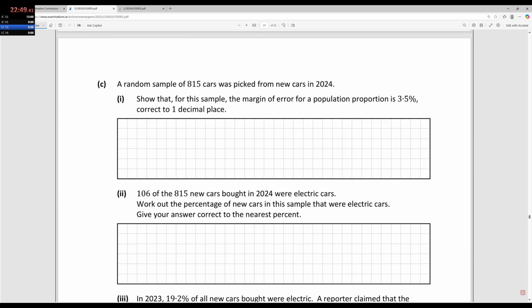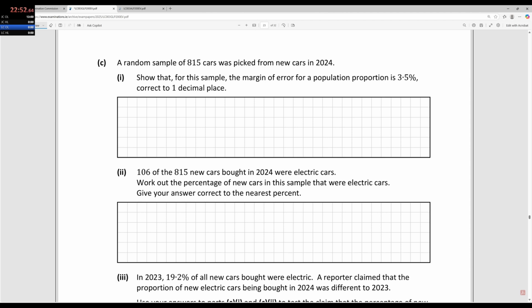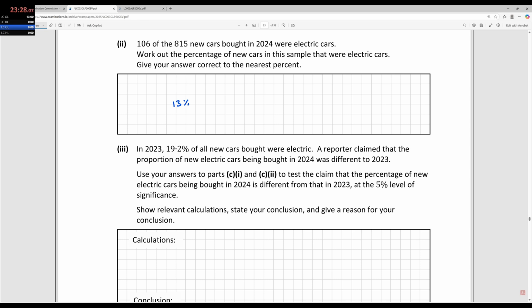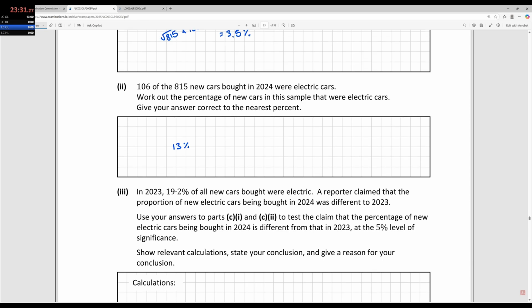A random sample of cars. Oh, sick. I'm glad this came up. I didn't go through this with everybody, but 815 cars, squared 100. 1 over the square root of 815 multiplied by 100 to one decimal place is 3.5. 106 out of the 815 would be 13%. And then it doesn't actually ask us for a confidence interval, but I'm just going to write it so I don't have to keep looking back and forth. It would be 9.5 to 16.5.